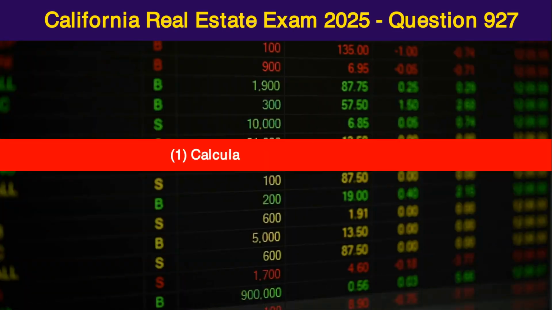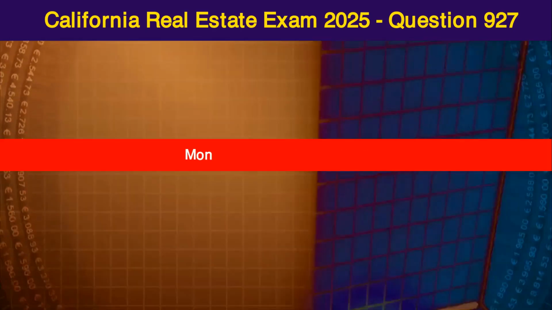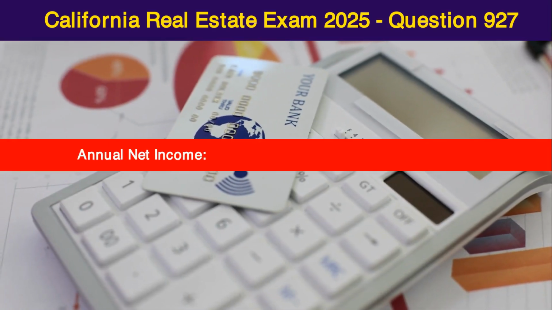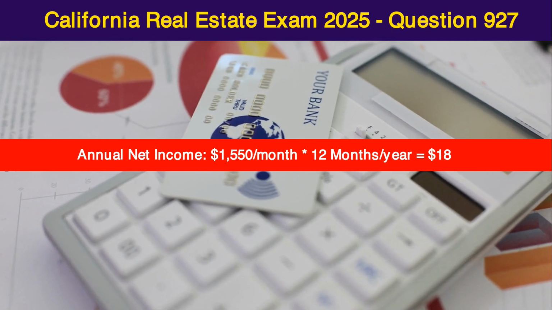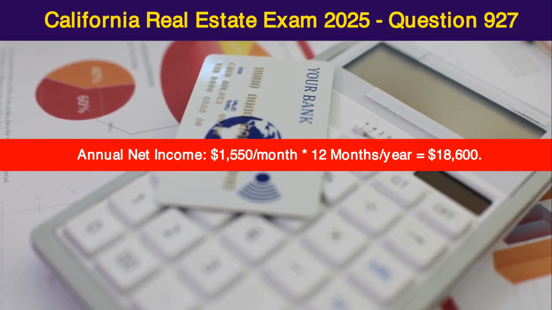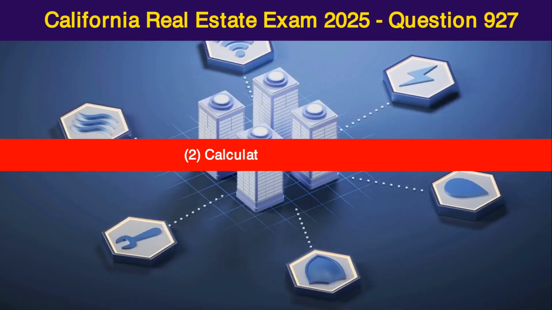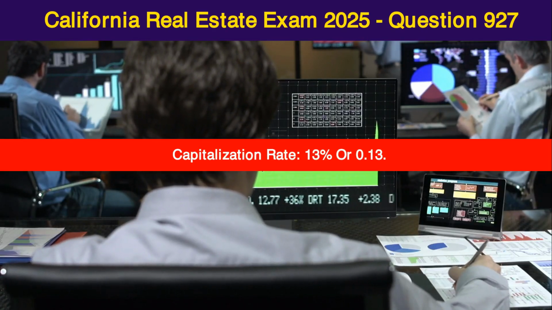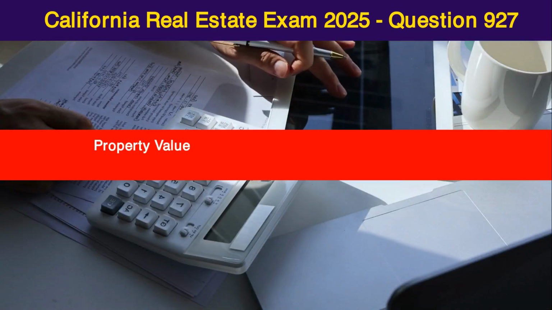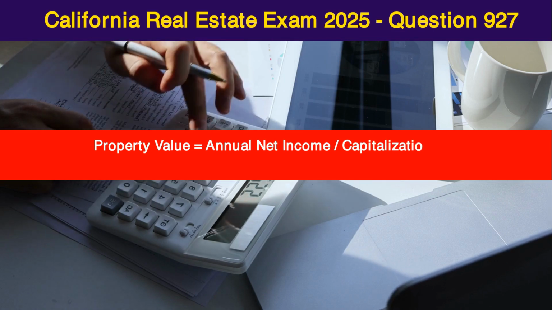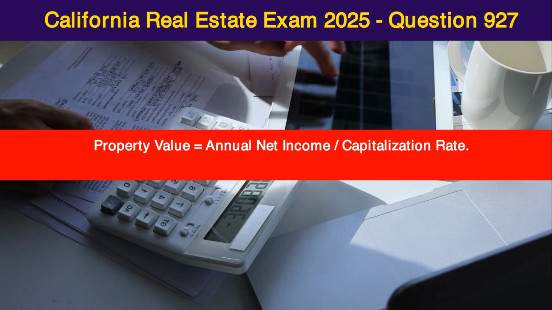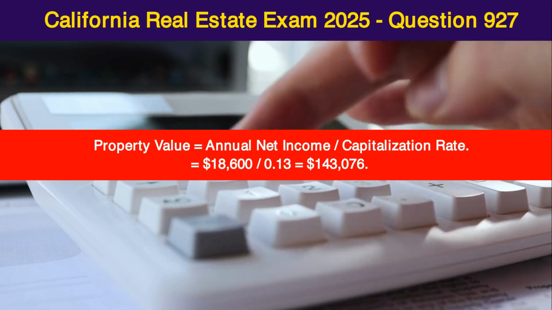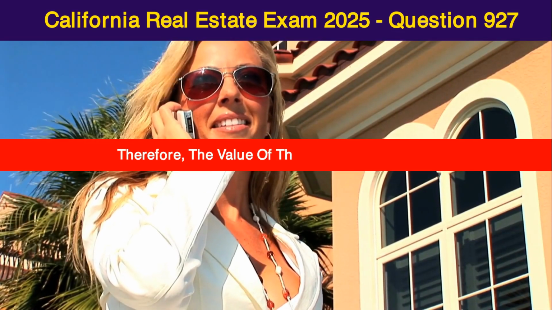$143,076. 1. Calculate annual net income. Monthly net income, $1,550. Annual net income, $1,550 per month * 12 months per year equals $18,600. 2. Calculate property value. Capitalization rate, 13% or 0.13. Property value equals annual net income divided by capitalization rate, equals $18,600 divided by 0.13 equals $143,076. Therefore, the value of the property is $143,076.